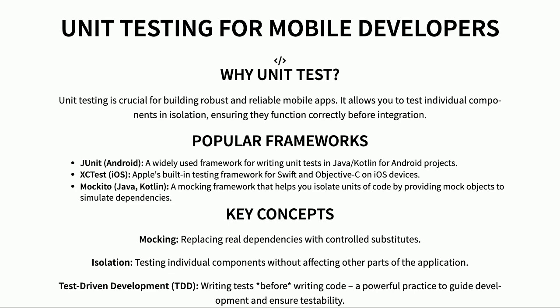We have a few popular frameworks to choose from: JUnit for Android, XCTest for iOS, and Mockito is great for Java and Kotlin, particularly useful when dealing with external dependencies. Think of mocking as creating fake versions of things your code needs so you can test without actually needing those real components. And don't forget about test-driven development. It's a fantastic way to build apps that are naturally easier to test.